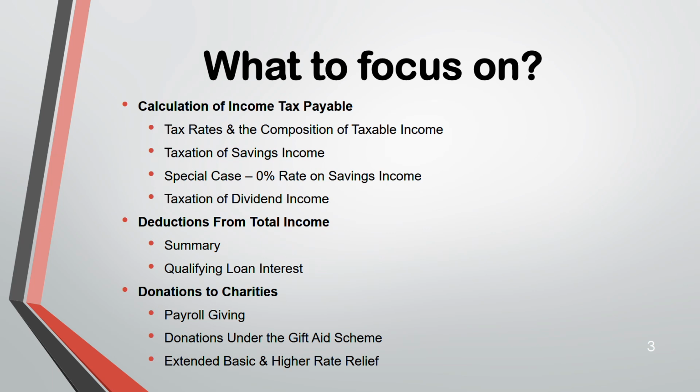Because we are donating to charity, for that we can extend our basic and higher rate bands. For income, there are three categories: basic rate, higher rate, additional rate. Basic and higher rate bands we can extend further. That means more of your income will be taxed at basic and higher rates. It's good if you are donating to charity.